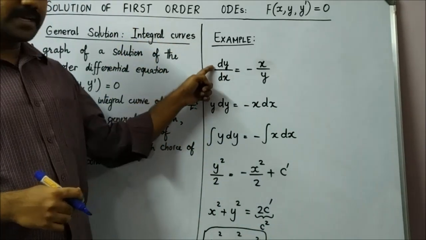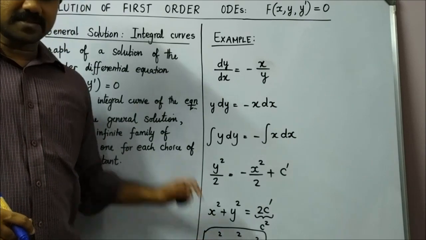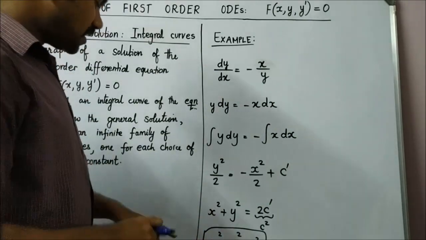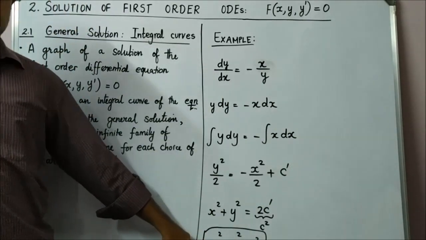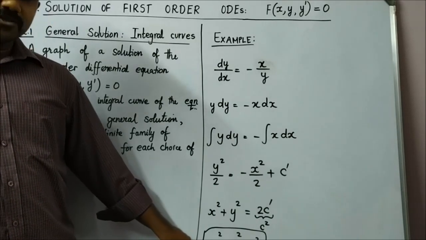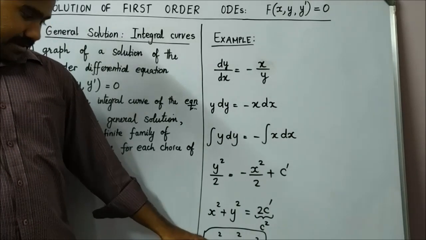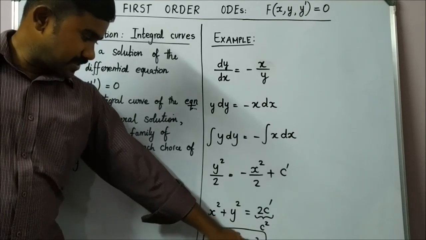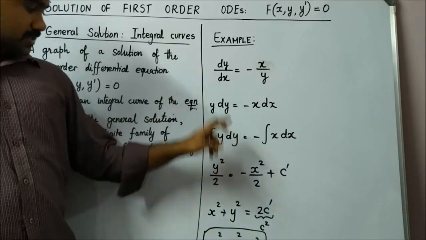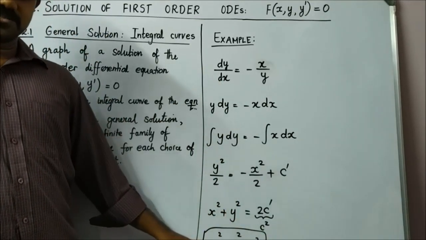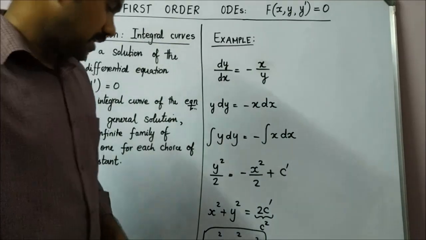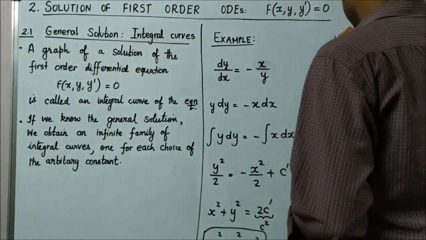This is the first order ODE. The general solution to that is this. Now, what is this equation? You're already familiar with this equation. This is the equation of a circle. And for any arbitrary constant, this equation is a solution. So this is not one circle, but this is a family of circles. Let me explain the idea.